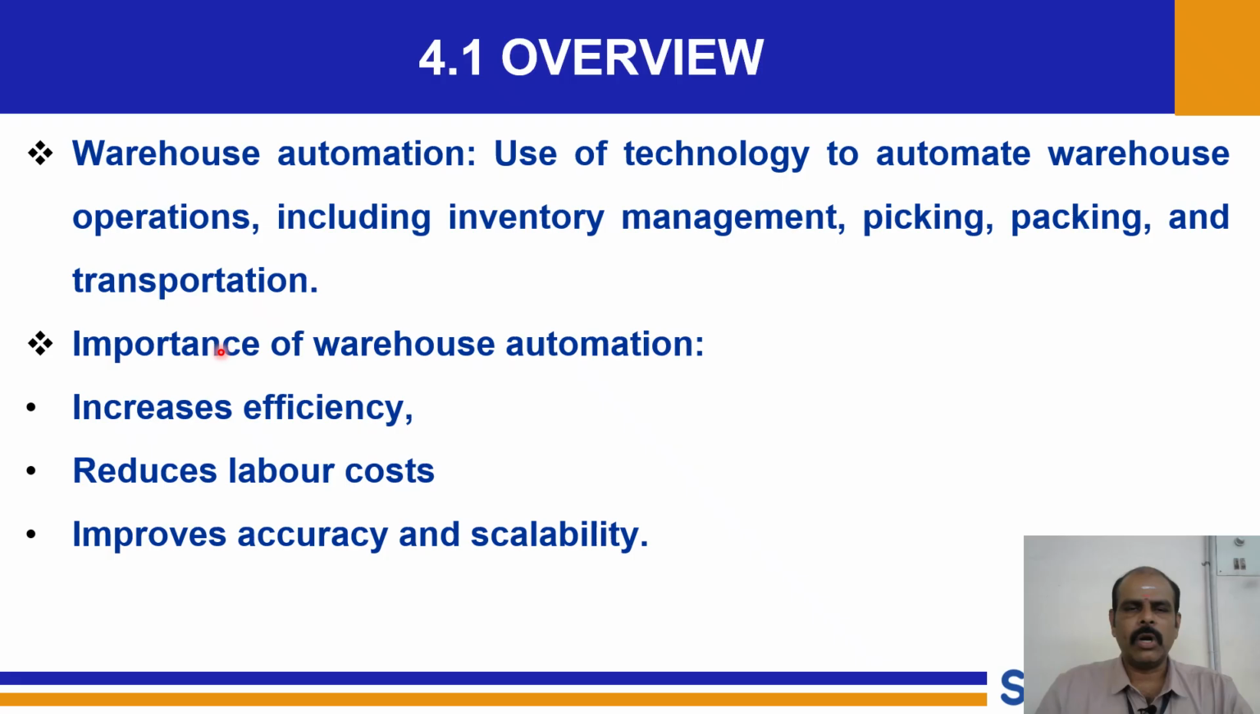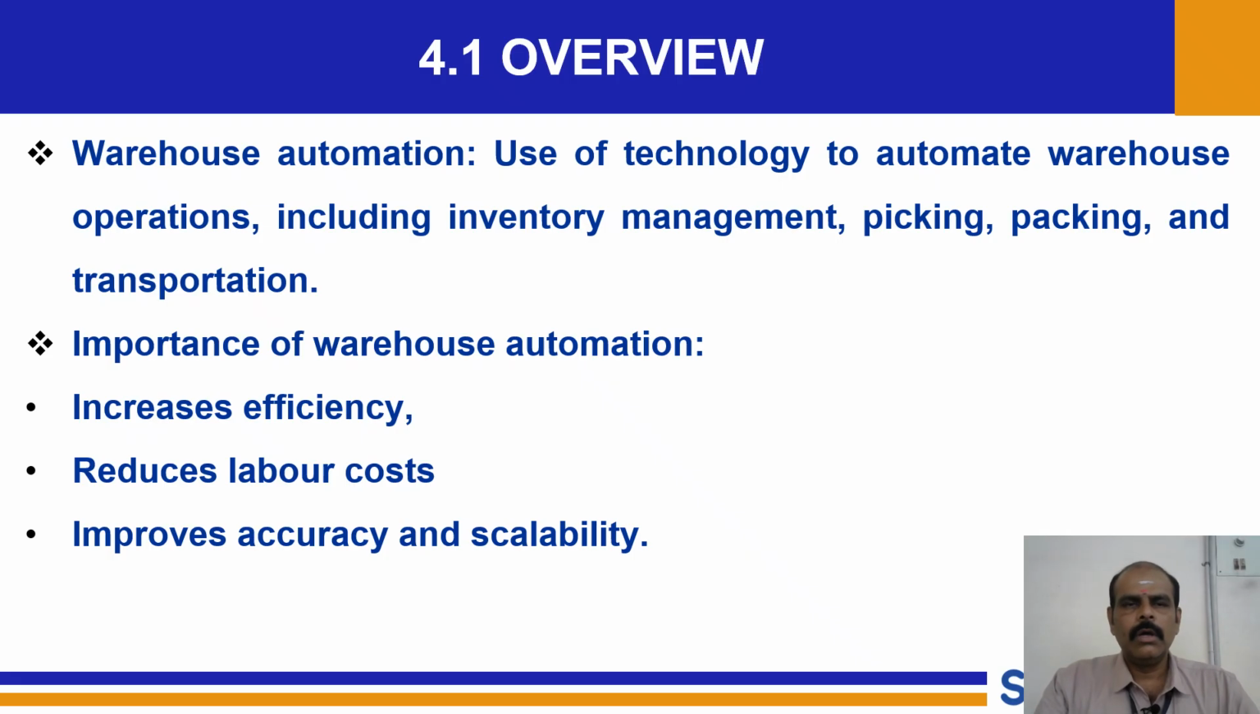Now, on the importance of warehouses, there are several KPIs. The very basic KPIs are, first, increasing the efficiency of operation, reducing the labor cost, accuracy improvement and scalability. These are the main KPIs that we need to tackle in order to increase the automation process in a warehouse application. So this is what we learned.